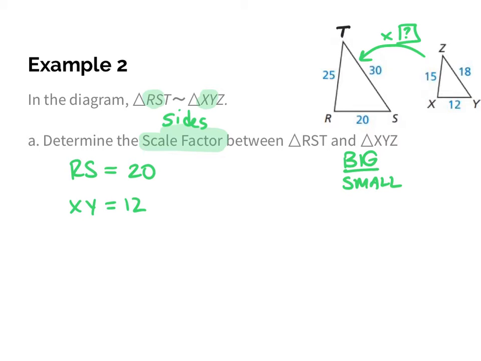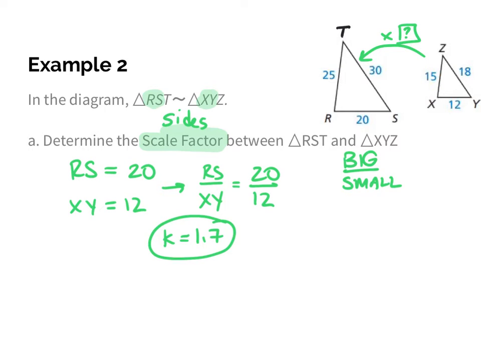Here I'm going to do it big to small, and that's always going to give me a value larger than 1 for my scale factor. So here I would take RS and divide it by XY. Using my numbers, that'd be 20 divided by 12. If I take 20 divided by 12, I'm going to get a scale factor, which I'll write as K, of about 1.7. It's rounded. It's 1.6 repeating, but I'll get about 1.7. That is how many times bigger RST is compared to XYZ. Finding that scale factor is very similar to what we did last section with our dilations.